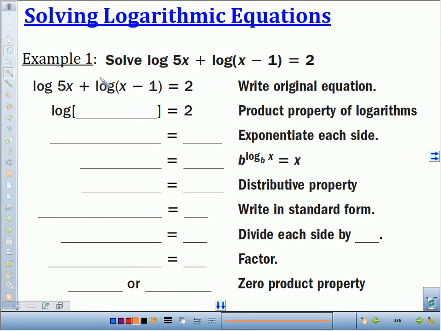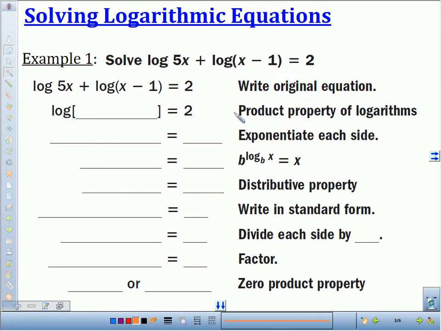Now, we want to solve the log of 5x plus the log of x minus 1 equals 2. Immediately you should see that I have two different logarithms here being added together. Normally, to get rid of a logarithm, I would want to exponentiate both sides. Unfortunately, I am not able to exponentiate both sides until both of these logarithms are combined into one logarithm.